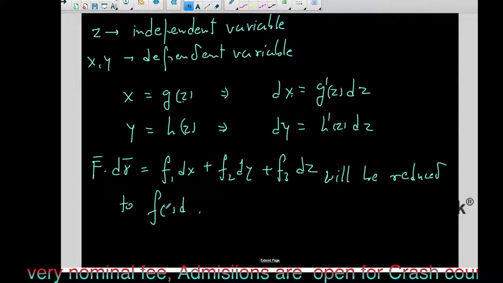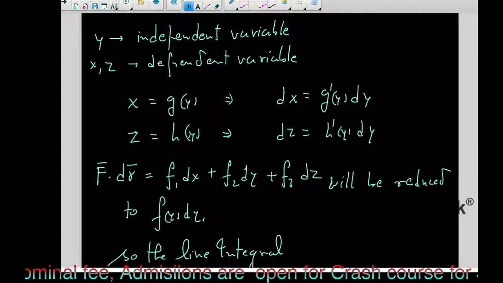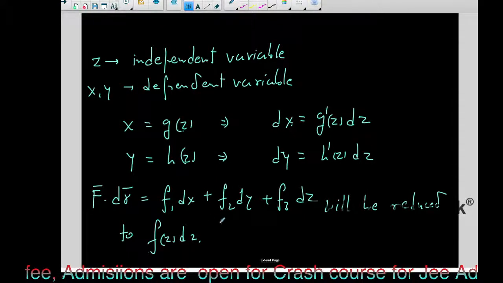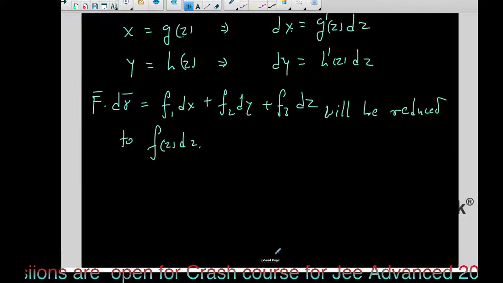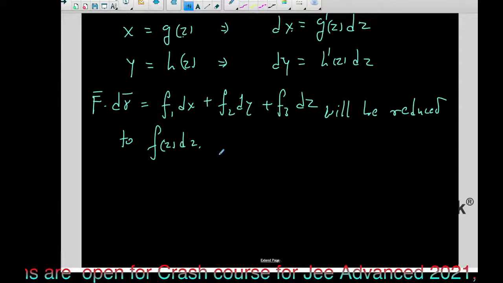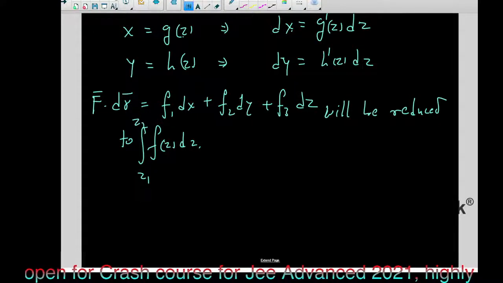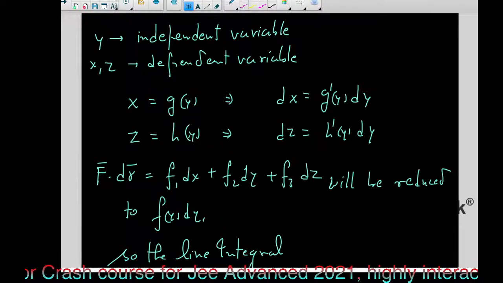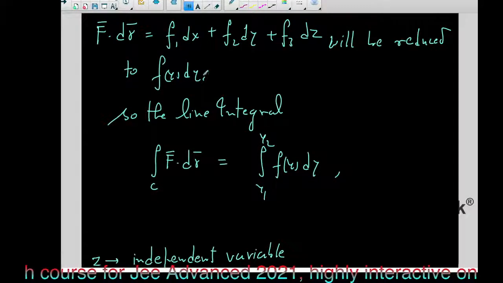Is this all right? So this reduces in terms of fz dz, and that is what we have written over here for the line integral. If you see the previous slide, this part was reduced to fz dz, with the integral from z1 to z2. In the previous case, what I wrote was x1 to x2, and after that, when y is the independent variable, you go for y1 to y2, and the integral reduces to y1 to y2 fy dy.